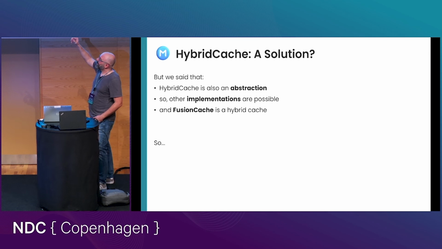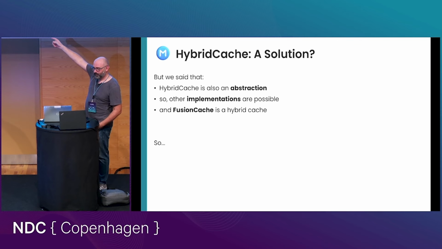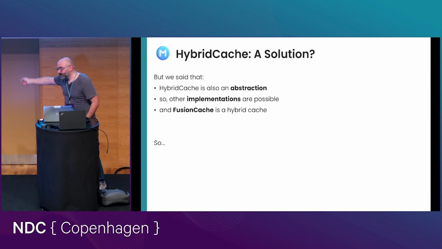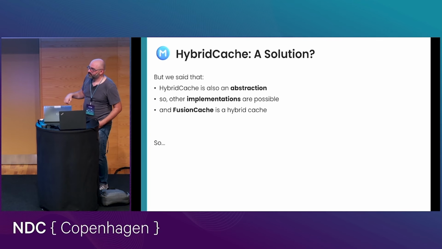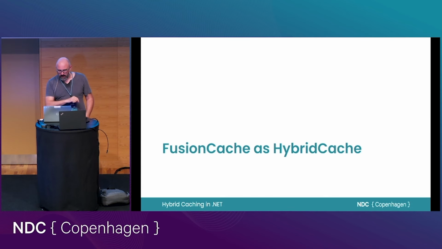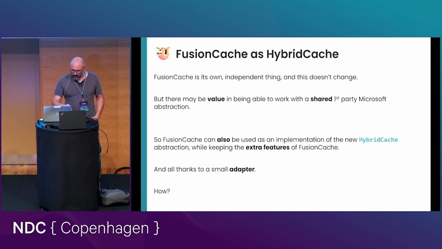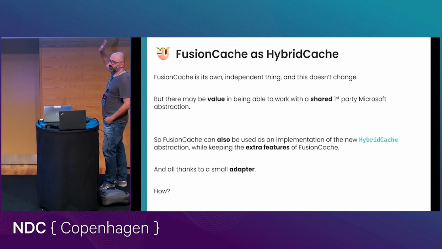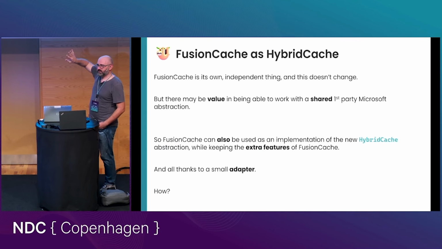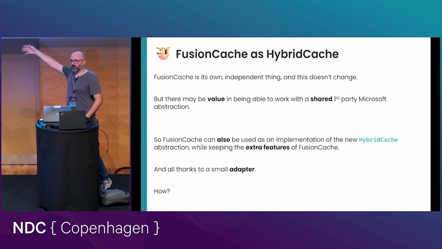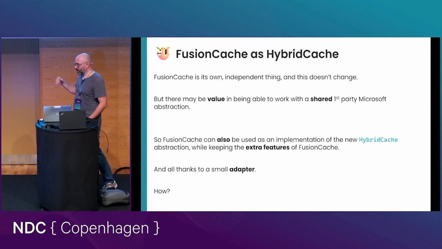As we said, HybridCache is also an abstraction, and other implementations, therefore, are possible. And FusionCache is a HybridCache from 5 years earlier. So, what can we do? Basically, FusionCache remains its own thing. I didn't change FusionCache to depend on HybridCache and be an implementation of it.